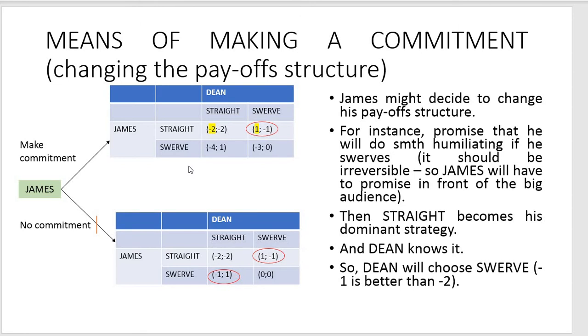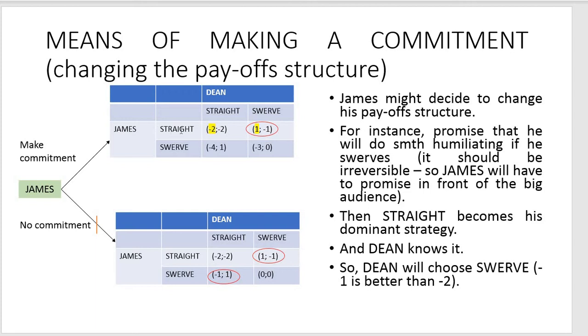However, if it happens in front of a large audience, so there are a lot of people who hear James promise to do something humiliating and unpleasant if he decides to swerve, then there is no way back. So this makes this commitment irreversible. And of course, Dean has to be among those people, because he has to be aware of the fact that James' payoffs have actually changed.